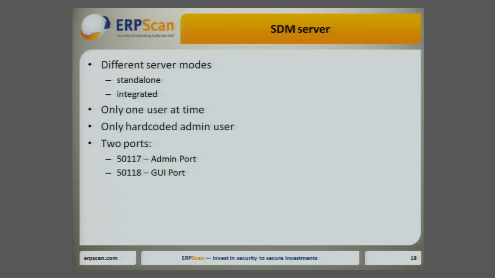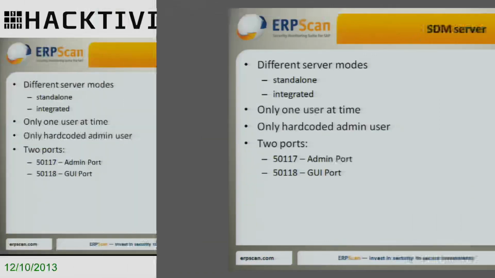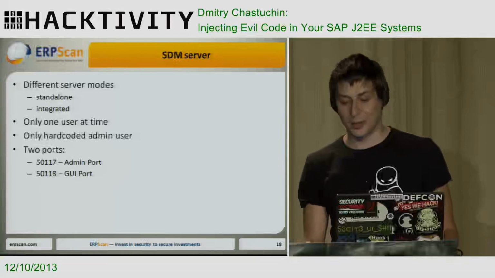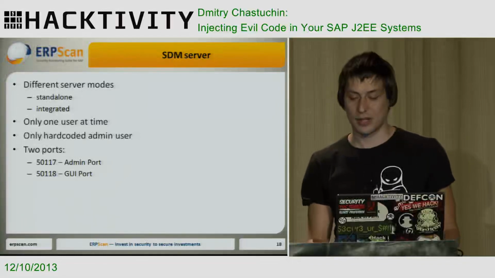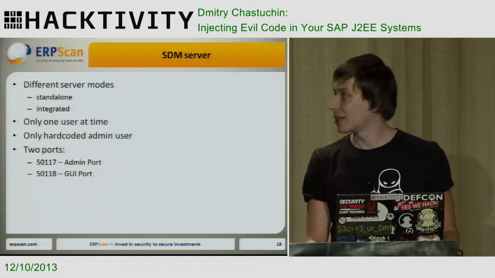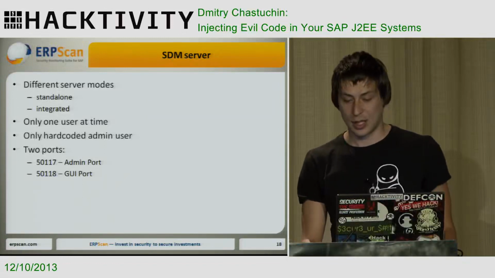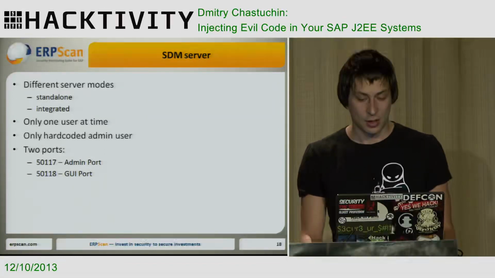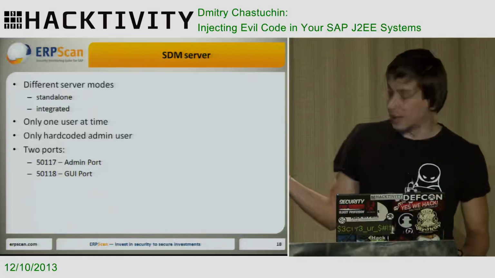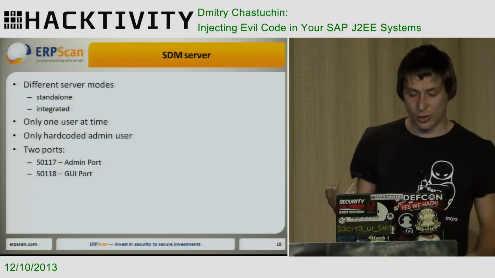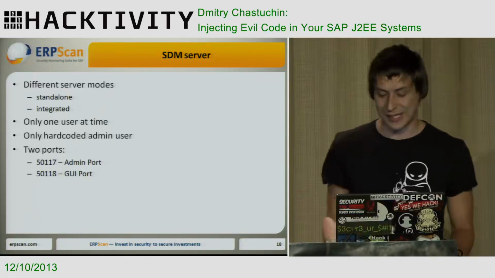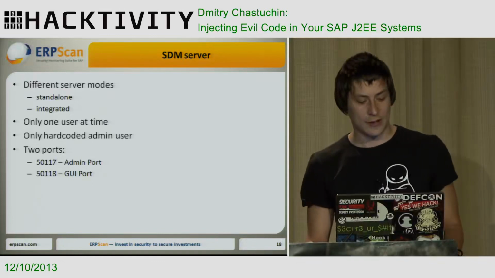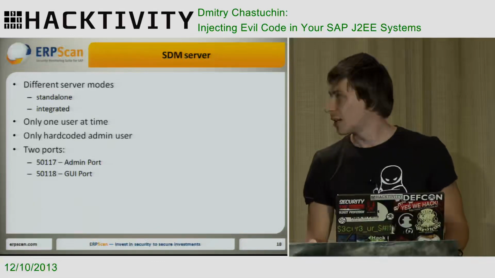The SDM server accepts only one user at a time. If somebody has already connected to it, we will receive an error message. The SDM server recognizes only one user, and this user is the administrator. And SDM also uses two ports: 50117, the administrator port, and 50118, the GUI port.